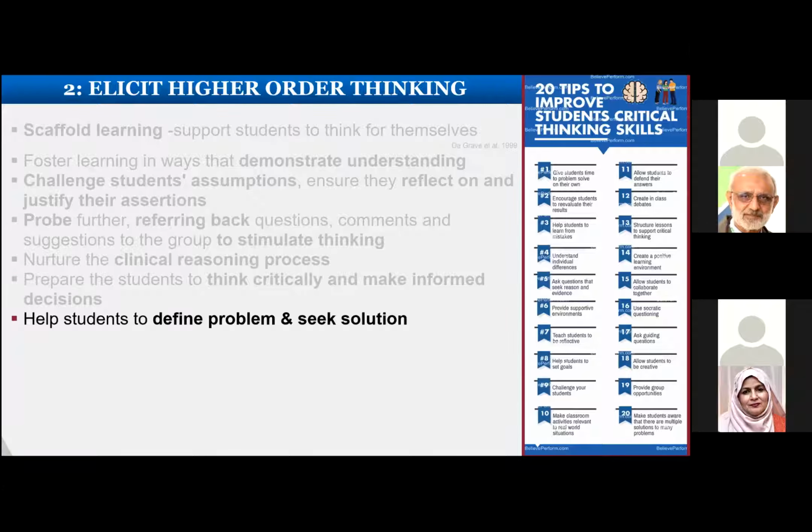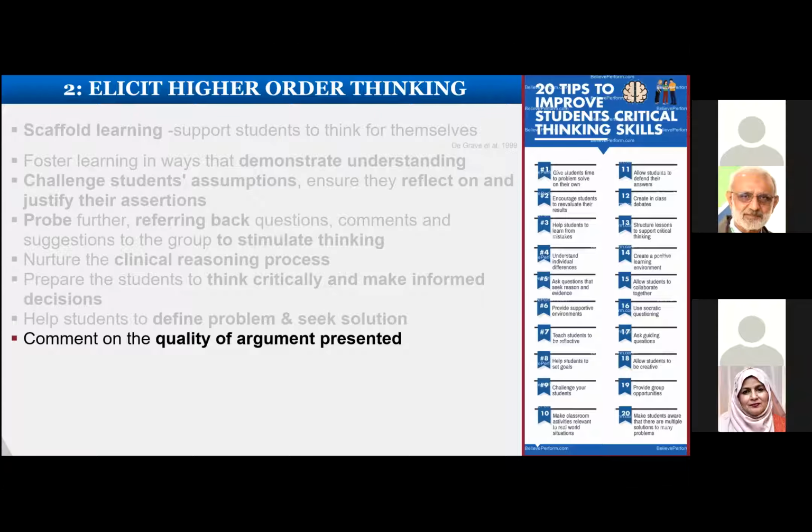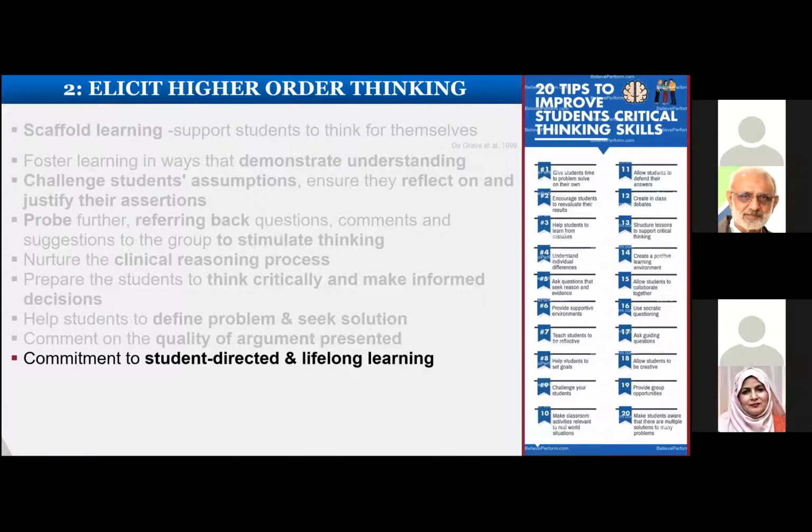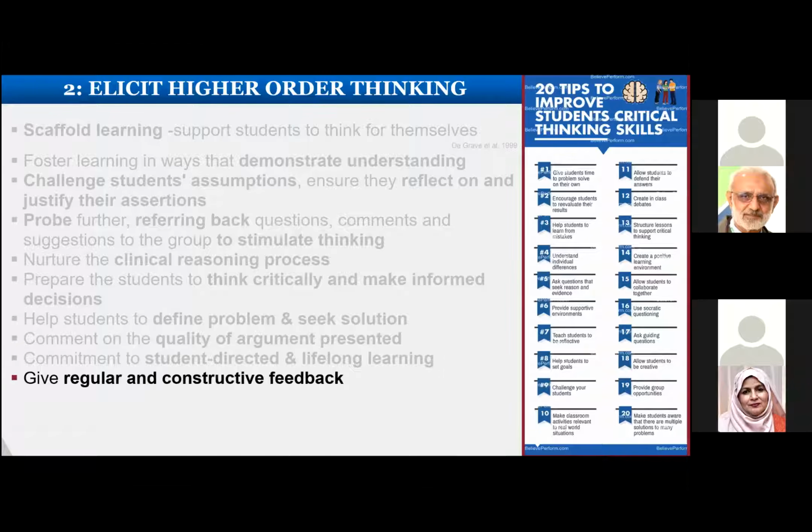Help students to define problems and seek solutions. Comment on the quality of the argument presented. It is very important that the student gets feedback on the quality of their discussion, so that they can improve further during the next session. And commitment to student-directed lifelong learning is very important. You yourself must be committed that this is a student-centered learning opportunity, and the student should take the responsibility for their learning, and in the process they will become lifelong learners. Give regular and constructive feedback to the students.